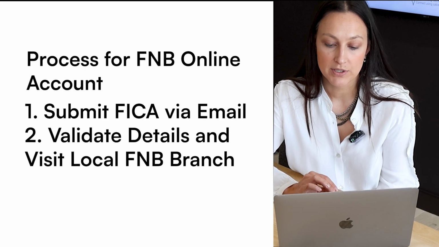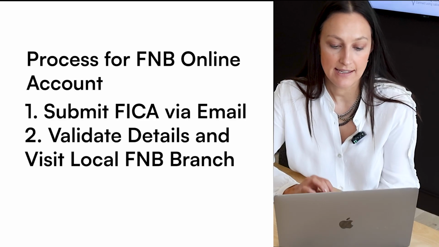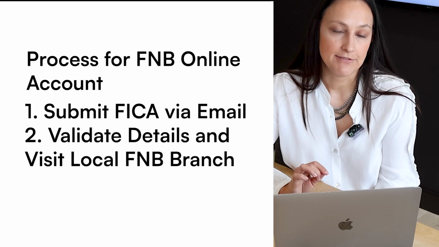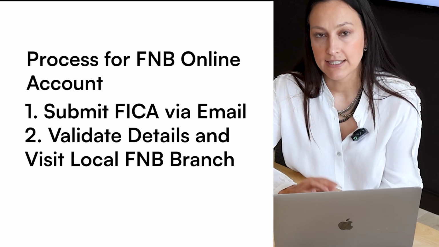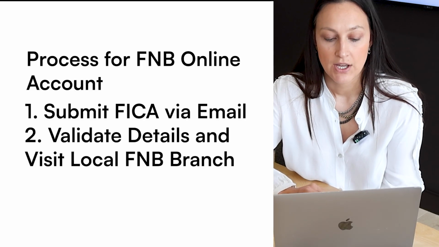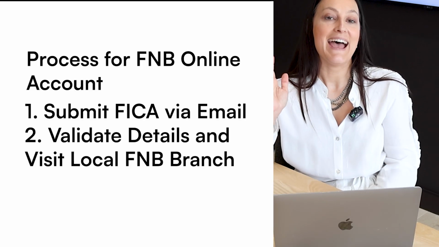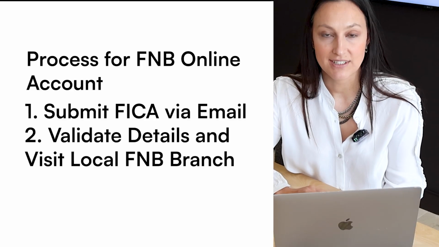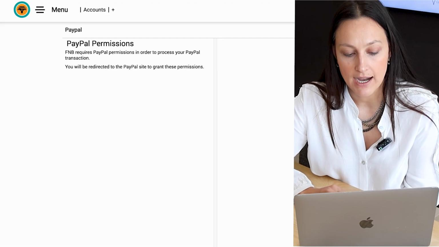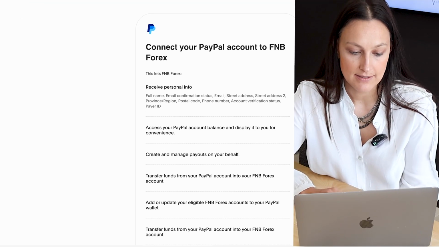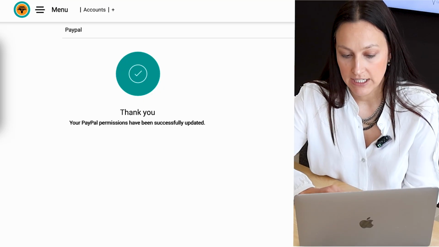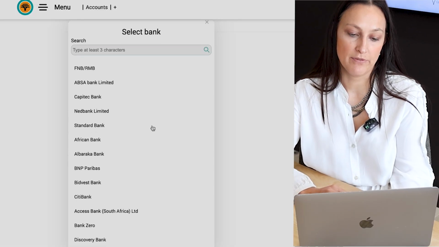Every person will need to validate their identity and their details by visiting an FNB branch, and you'll have to go with your ID and log into your banking profile and use your fingerprints to activate your online banking profile at the FNB branch, like I've mentioned. From this point, you can then log into your online banking account wherever you are and link your PayPal account. Once your PayPal account has been linked, you can add your South African bank account under the Maintain Profile tab.